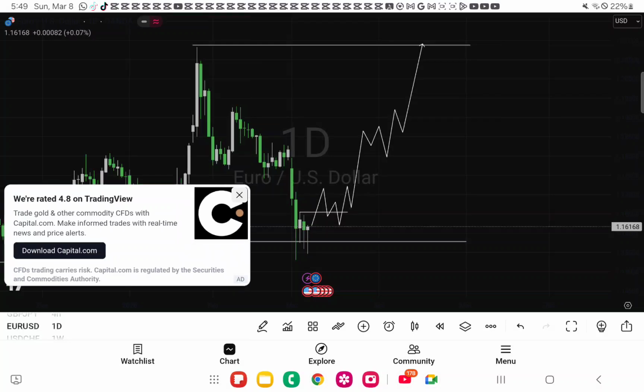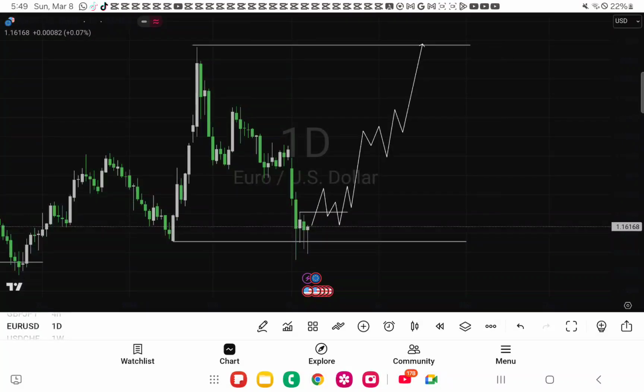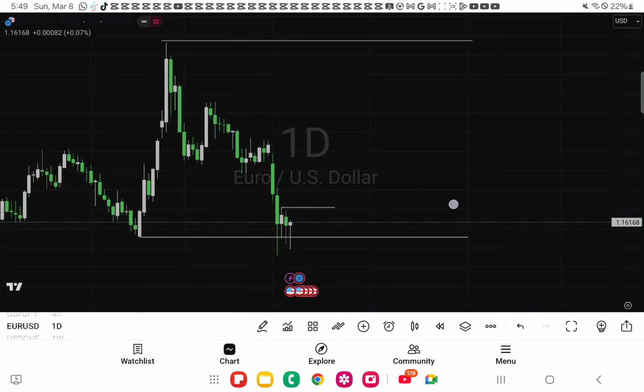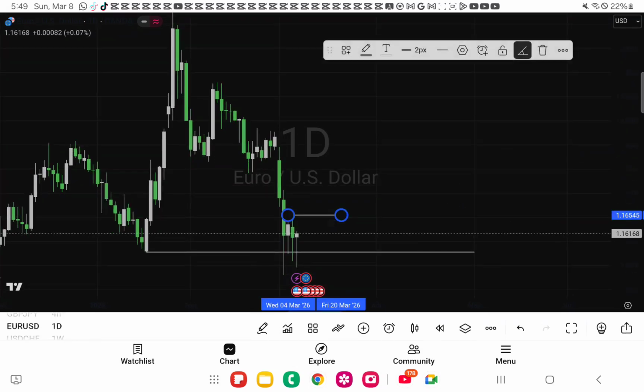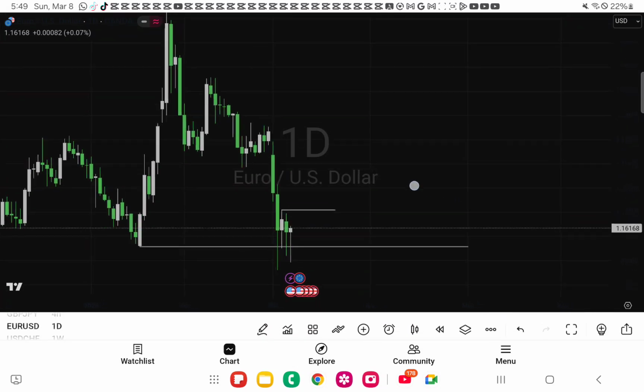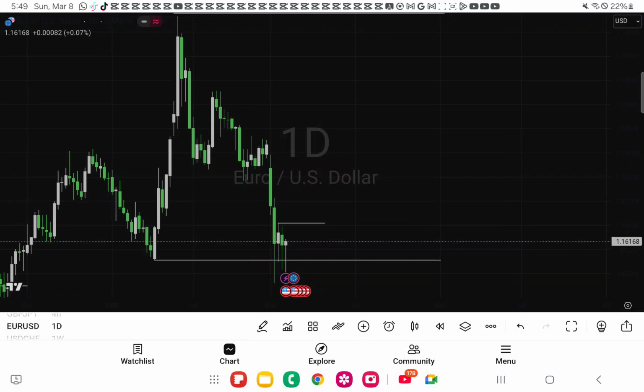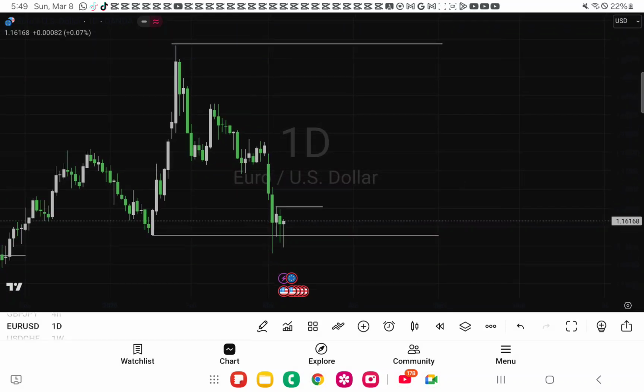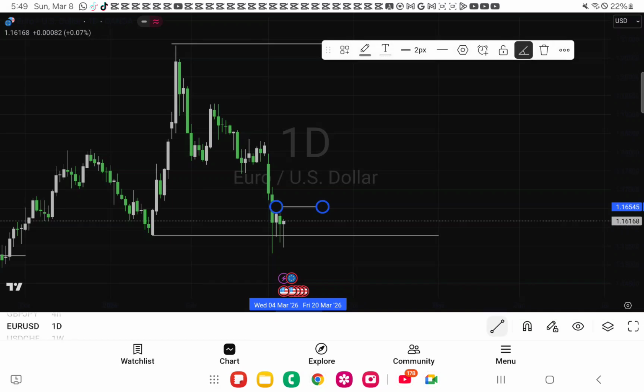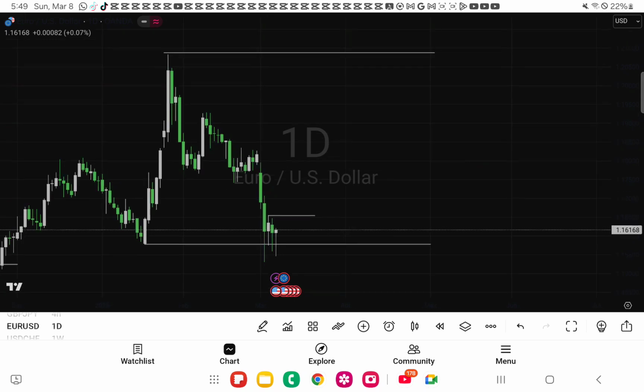So this is my view on Euro USD, right? This is what I have on Euro USD. I'll be waiting for price to close above this range high. I'll be waiting for price to close above this guy on the daily time frame, right? So I'm expecting Monday candlestick to close bullish above this candle, so that from Tuesday I can wait for a retracement and look for a buy opportunity.